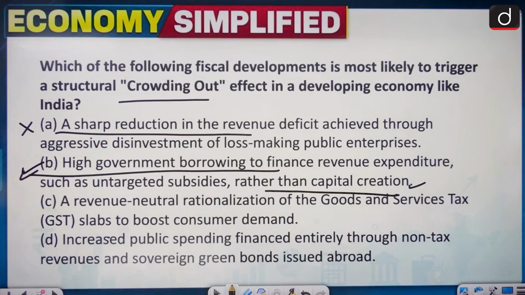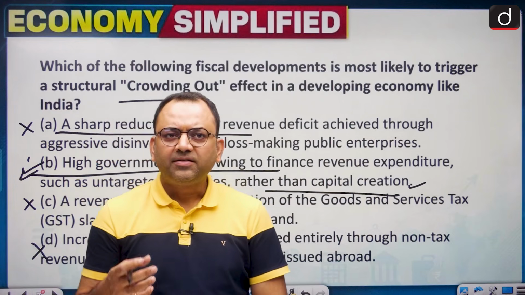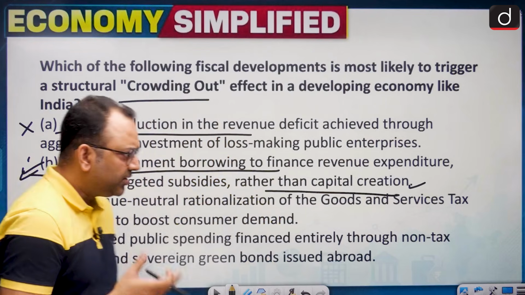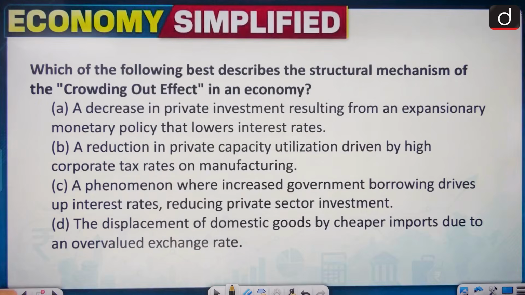The third is the revenue neutral rationalization. Friends, it's not about the GST, and it's not about any green bonds. The main aspect is the government borrowings to fund the deficits, which has led to an increase in the interest rate. So this is the right answer here. Answer is B.